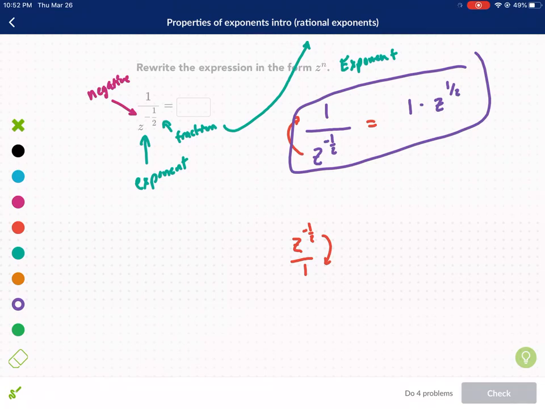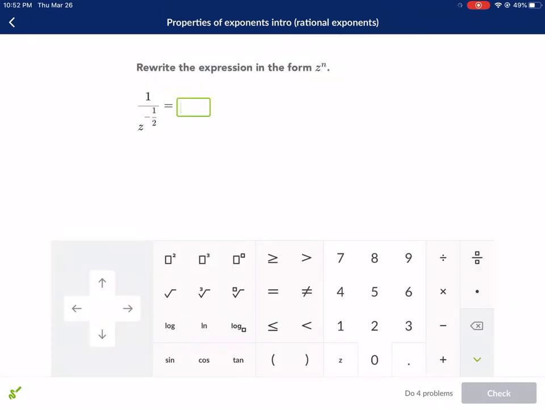Now we can write 1 times z to the 1/2 as just z to the 1/2. This is also equal to the square root of z, but it wants it in exponent form, so we are going to leave our answer as z to the 1/2. So we'll type in an exponent, and a fraction with 1 on the top and 2 on the bottom.